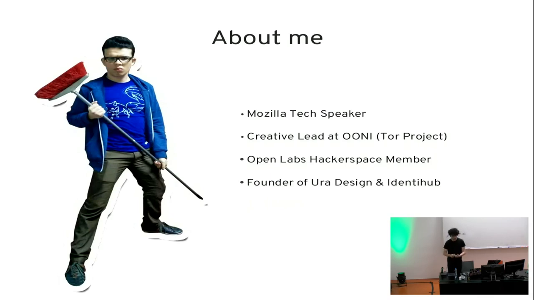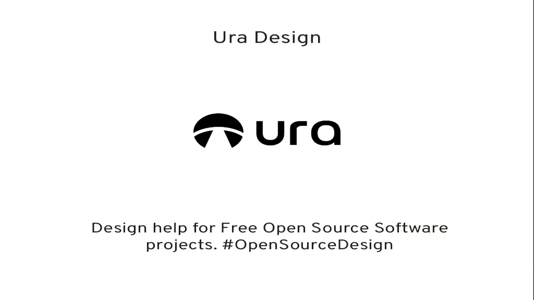And the thing I'm going to talk a bit more about today is URA and Identihub, which are open source design projects. Basically, design communities, but with open source values, helping open source software. So we founded that in 2016 with just the idea that we got a lot of projects saying, hey man, can you help me with that? I need a logo, I need a website for that. And it was mostly open source projects, and I must say that their design really lagged badly.